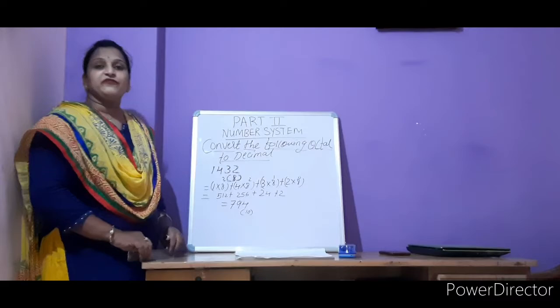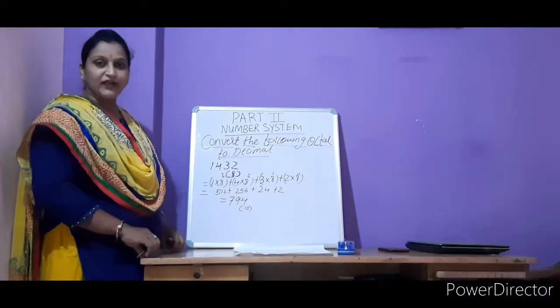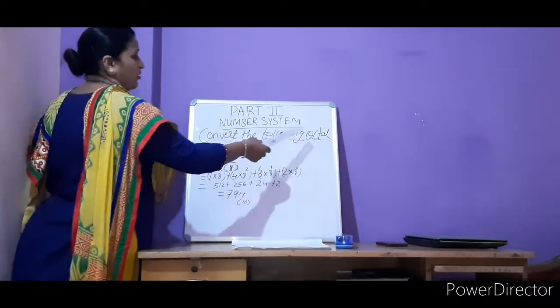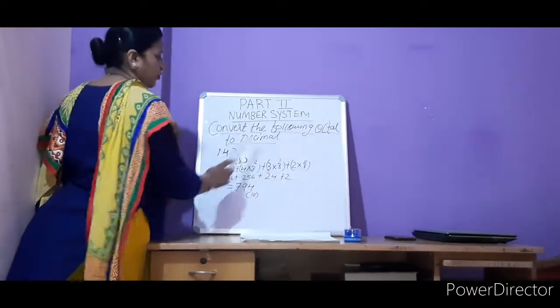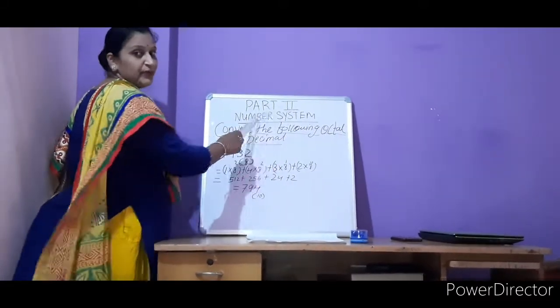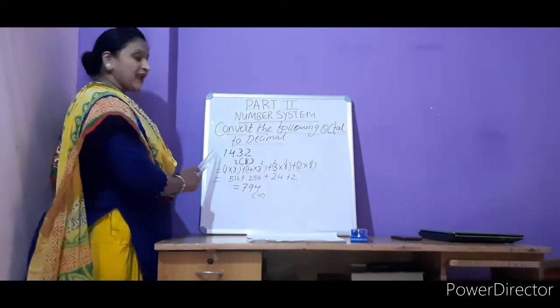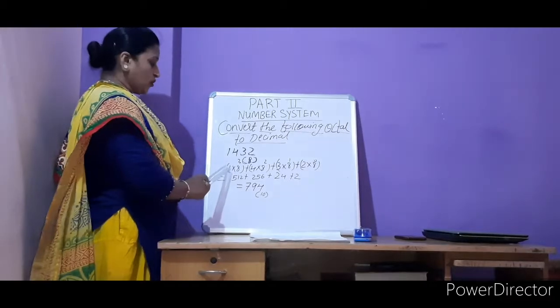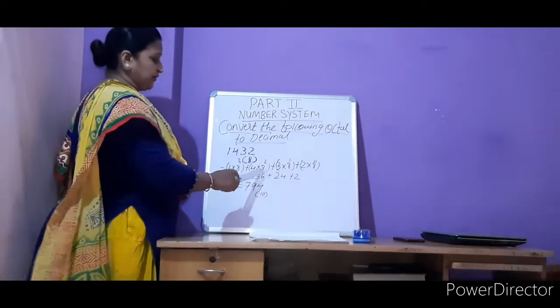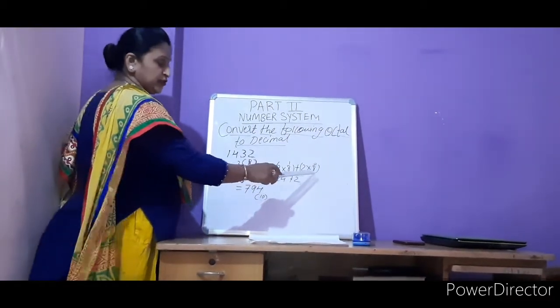So first part we have studied about binary to decimal. Now we are studying octal to decimal. This is part 2 in number system. One example I have taken here: 1 4 3 2. So 1 into 8, 4 into 8, 3 into 8, 2 into 8.